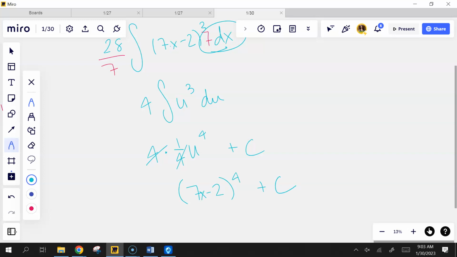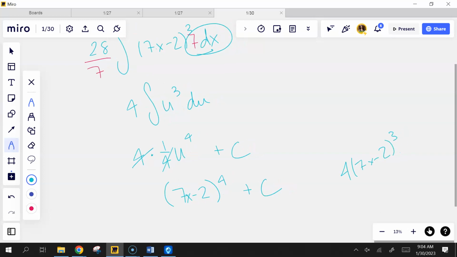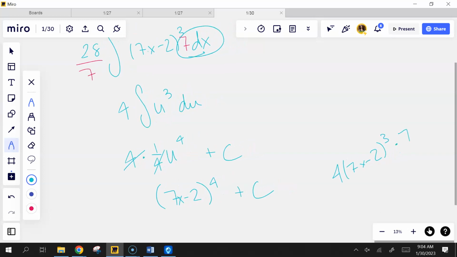If you want to check your work to see if you got it right, you could always take the derivative here. 4 times (7x minus 2) to the third, and then you have to chain it times 7. And that's what you started with, so you did it right.